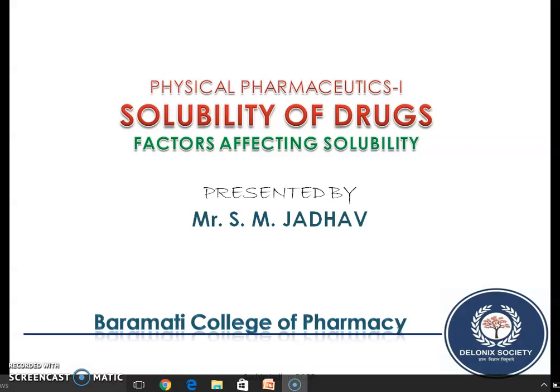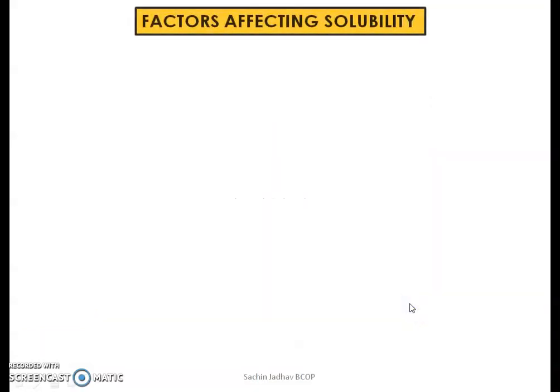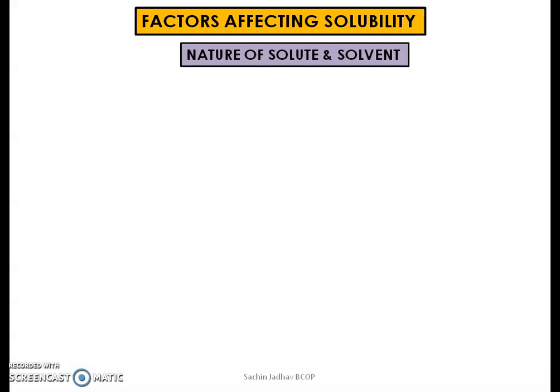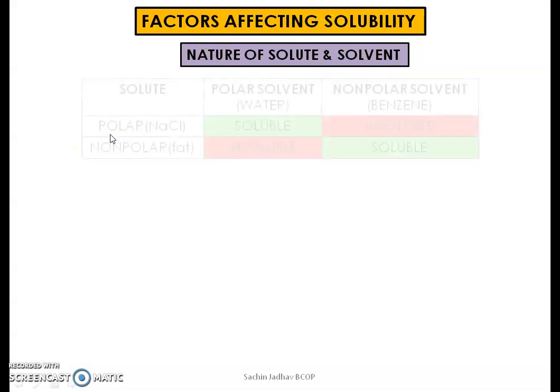In the chapter Solubility of Drugs, today we are going to discuss factors affecting solubility. So one by one we will see which are the factors which are affecting the solubility parameters. The first factor which affects the solubility is nature of solute and solvent. What kind of nature is there, what kind of solute is there and what kind of solvent is there. Depending upon its nature, the solubility will be there.